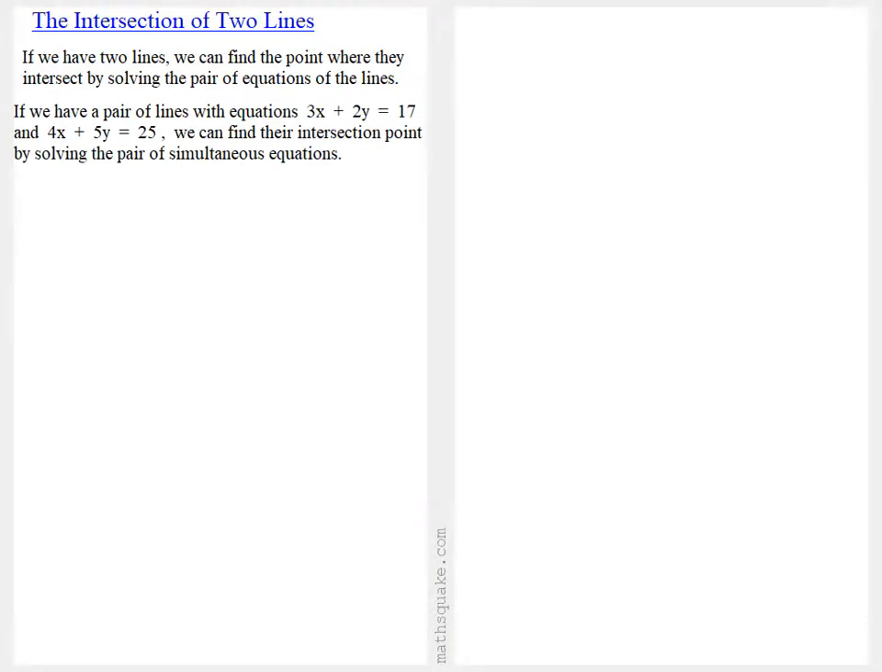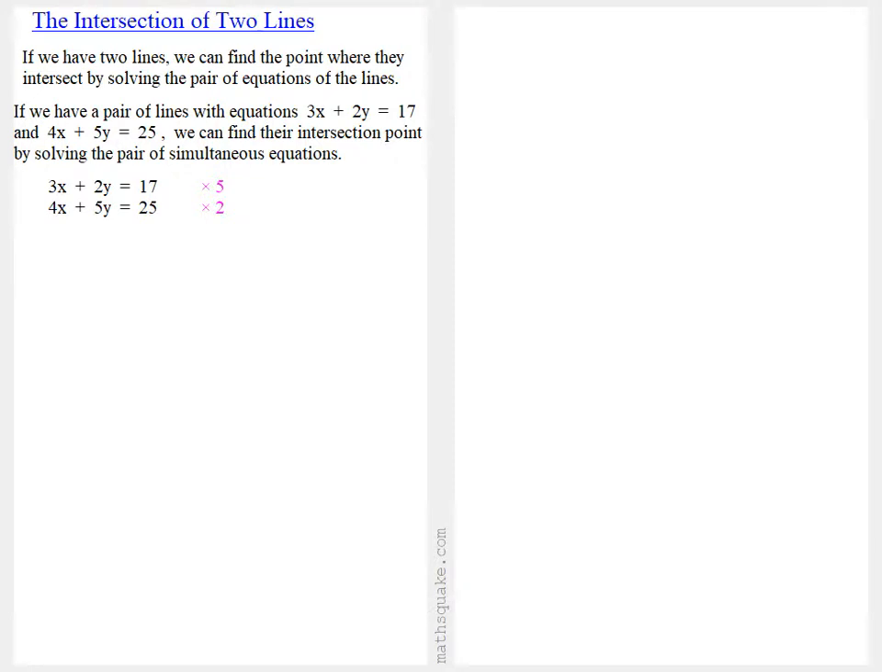For example, if we have a pair of lines with the equations 3x plus 2y equals 17 and 4x plus 5y equals 25, we can find their intersection point by solving the pair of simultaneous equations 3x plus 2y equals 17 and 4x plus 5y equals 25.